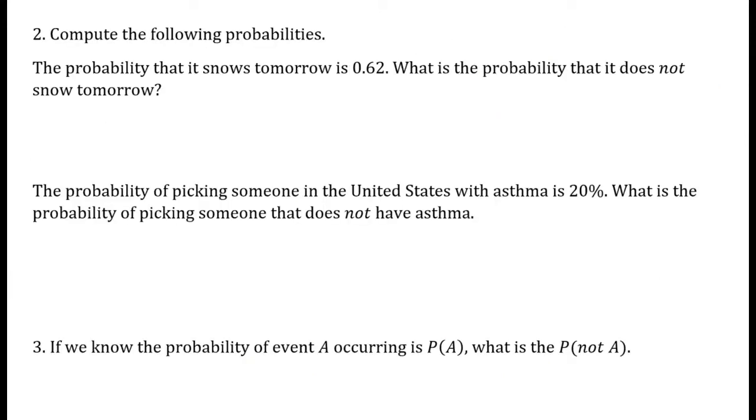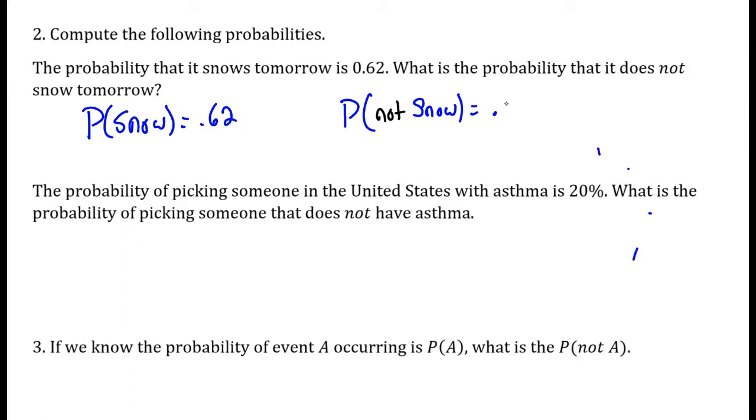Number 2, compute the following probabilities. The probability that it snows tomorrow is 0.62. We should get in the habit of saying the probability of snow is 0.62, a 62% chance of snow. What's the probability that it does not snow? So the probability of not snow, well, the probability that it snows is 62%. What's the probability it does not snow? What's everything else? That's going to be 38%, or 0.38.